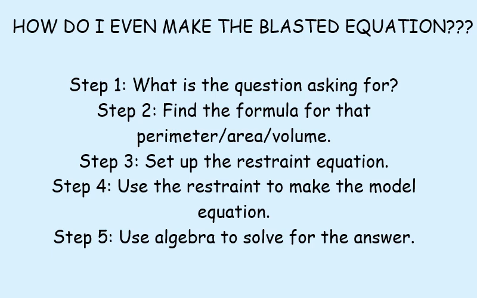Step 2, find the formulas for that perimeter or area or volume that you are asked to find. If you don't remember them, then find them from somewhere, a formula chart, Google, something. Step 3, set up the restraint equation, and we'll get to what that is in a little bit. Step 4, use the restraint to actually make the model equation. And step 5, use algebra to solve for the answer.